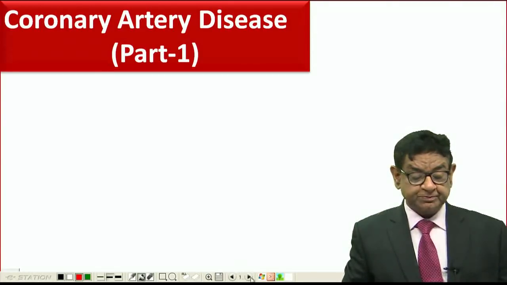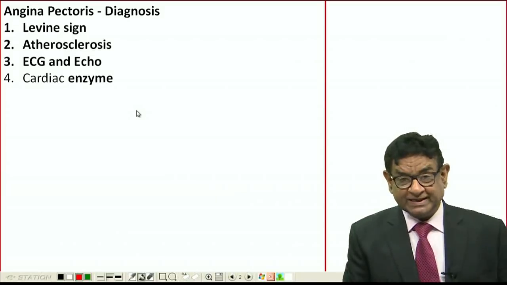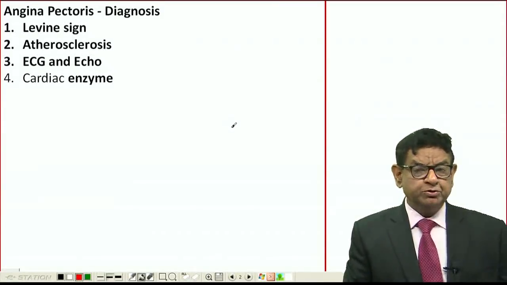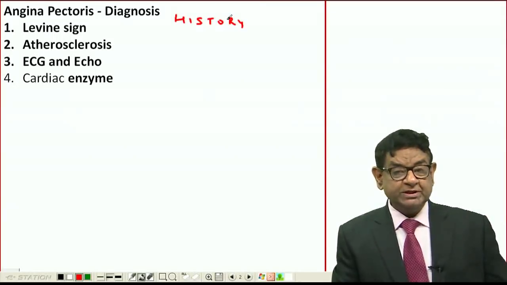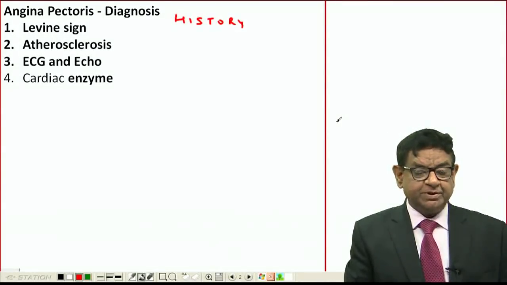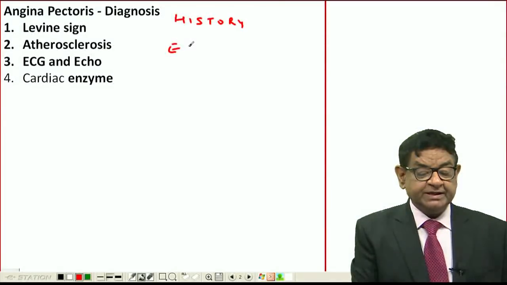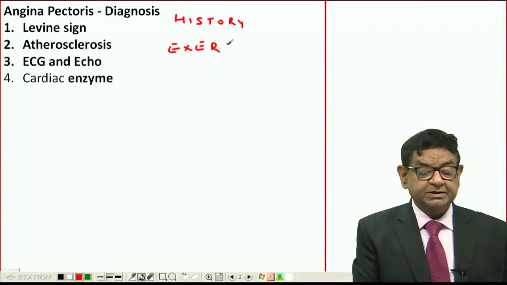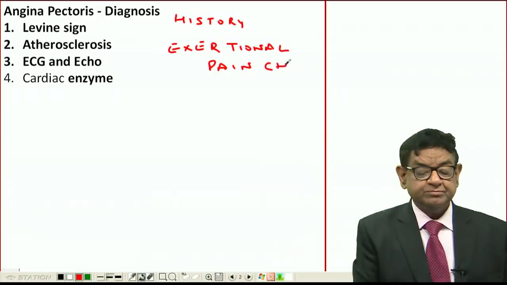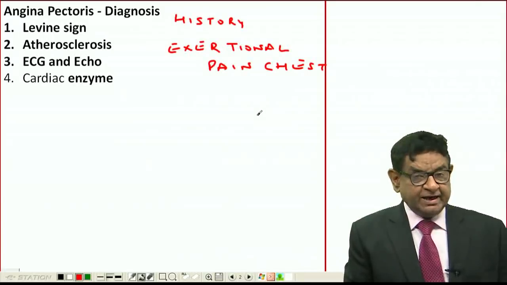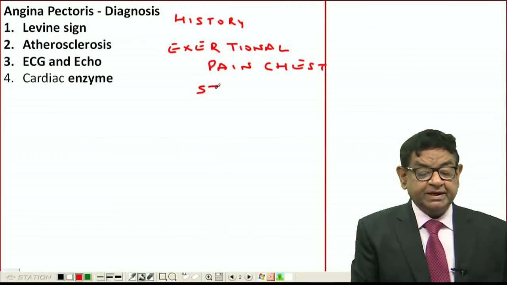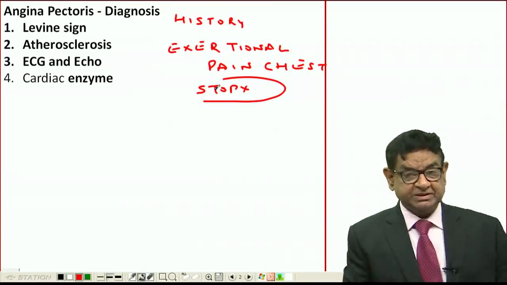Coronary artery disease. First of all, we talk about angina. One of the important clues to diagnose angina is history. Now, what is special thing in the history? Classically, patient comes to you and says he has exertional chest pain. That means patient says, doctor, when I walk, I have pain. When I stop, the pain disappears. This is the classical history.